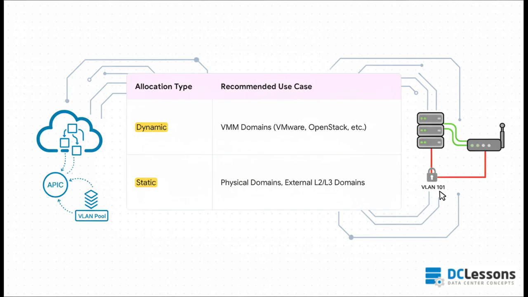All right, now this is a really important choice you have to make. How do we actually hand out these VLANs? It's a key best practice. For those really fluid environments, like a VMM domain where VMs are spinning up and moving all the time, you're going to want to use dynamic allocation. That lets the APIC automatically grab a VLAN from the pool whenever it's needed. But for more predictable bolted-down connections, like a physical server or an external router, you'll use static allocation, where you are the one who manually assigns the specific VLAN.